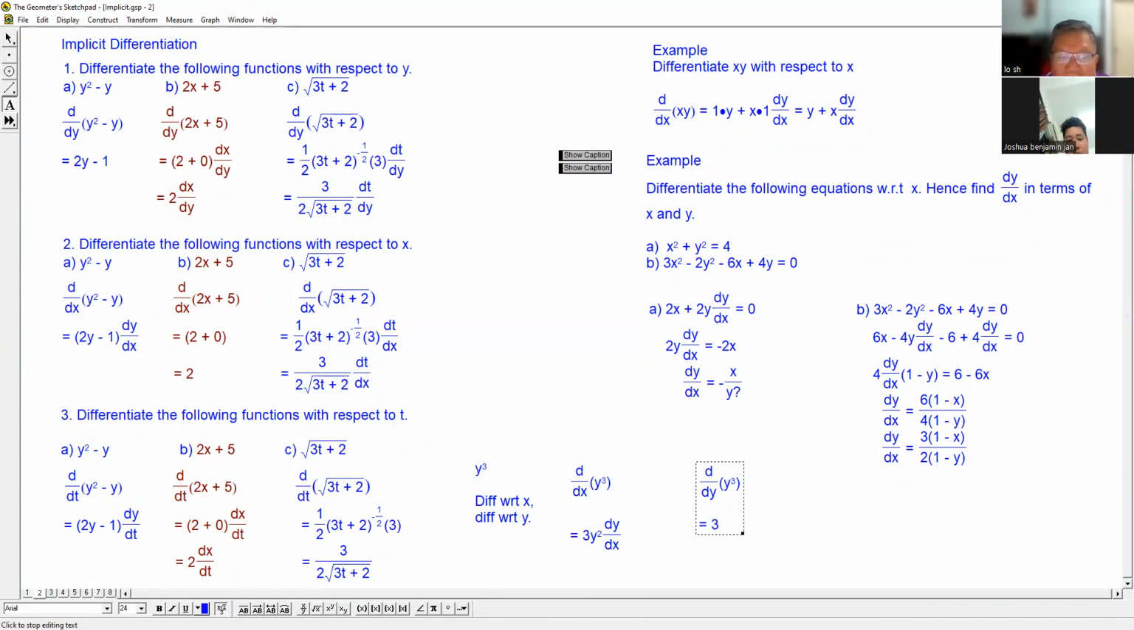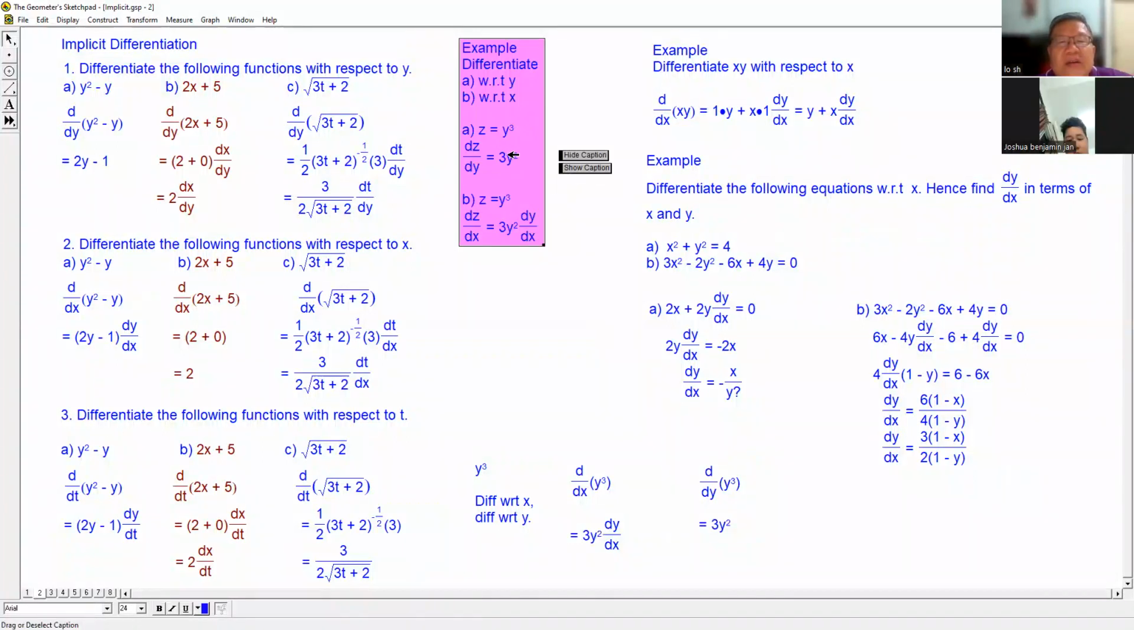Differentiate y cube with respect to y, so it is 3y squared, correct? So your answer is correct, except that when you write the dy dx or the d something, you have to put it behind. Don't put it in front. Okay, so this is correct. The answer is here: 3y squared with respect to y. With respect to x, 3y squared, you add the dy dx there.